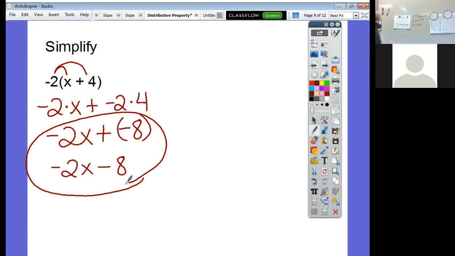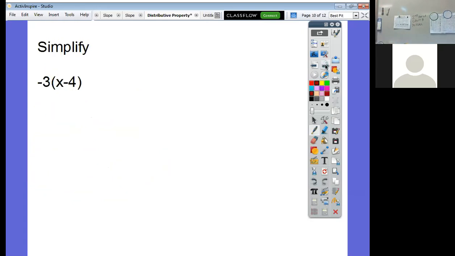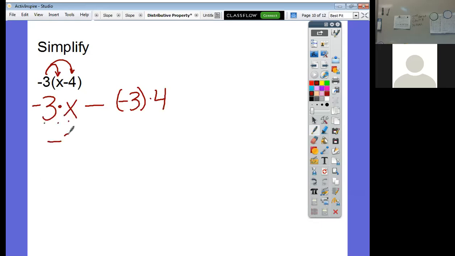All right? So here we go. Wow, man, look at this one. So here we go. Bottom, bottom. So it's negative 3 times x minus negative 3 times 4. Well, negative 3 times x is negative 3x. Minus negative 3 times positive 4 is a negative 12.